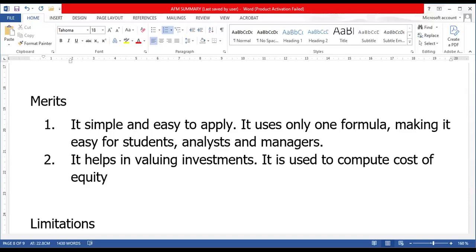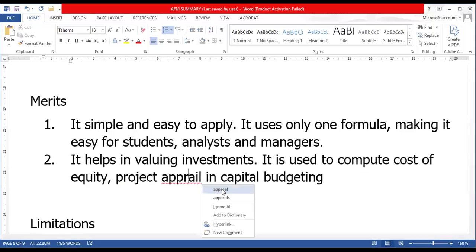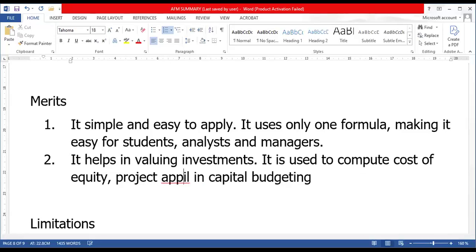So it means that you can rely on it, because this cost of equity is normally applied when we are appraising projects. Project appraisal is capital budgeting. In capital budgeting, when you're determining the NPV, we normally use that cost of equity, that is, the cost of capital.